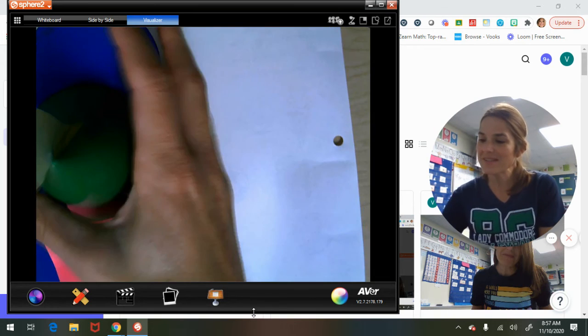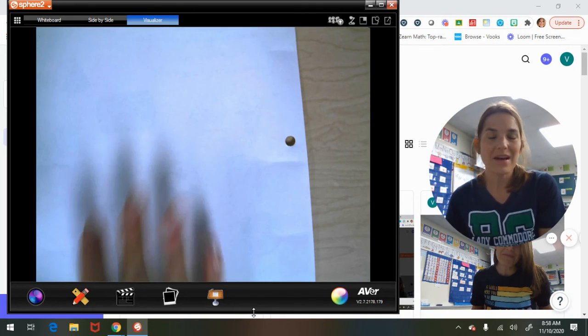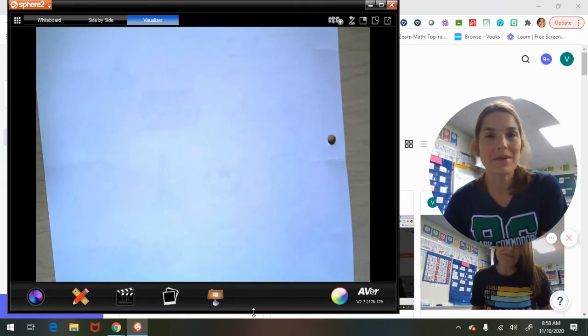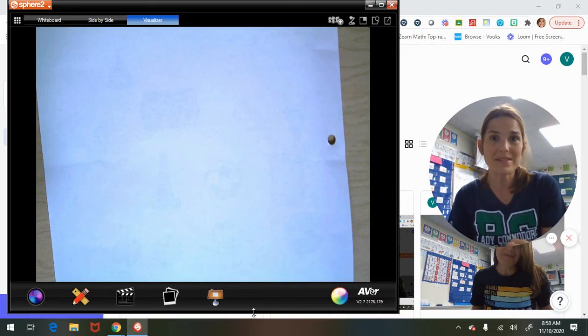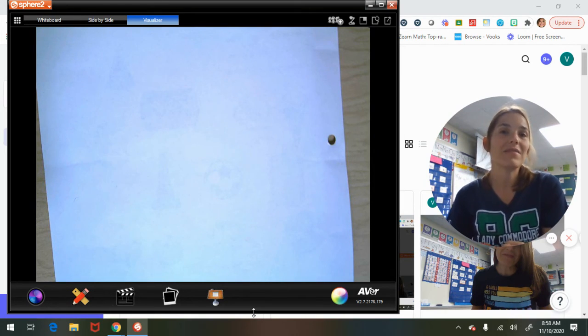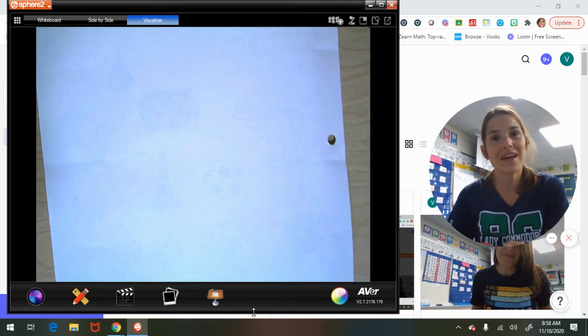So, boys and girls, that is all about our solid shapes today, putting them into different groups. Maybe at home, you could go find some of those solid shapes and put them into different groups based on how many faces they have, if they can roll, how many edges they have.